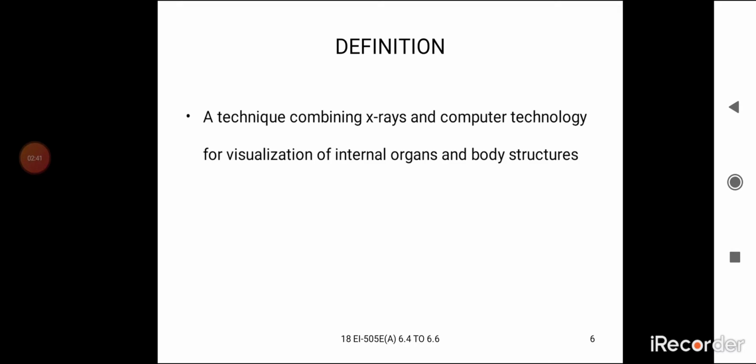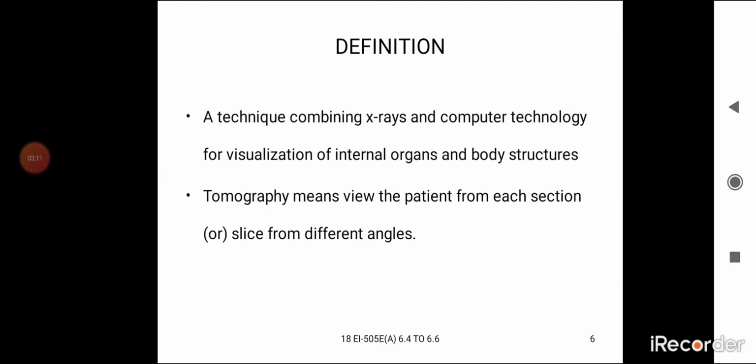Definition: CAT is a technique combining X-rays and computer technology for visualization of internal organs and body structures. Tomography means viewing the patient from each section or slice from different angles.